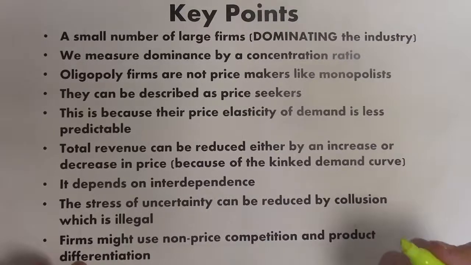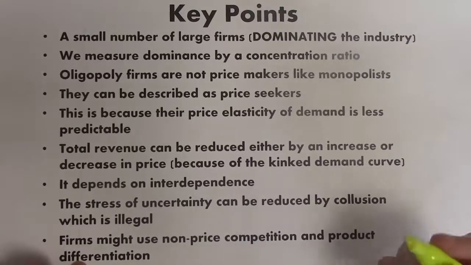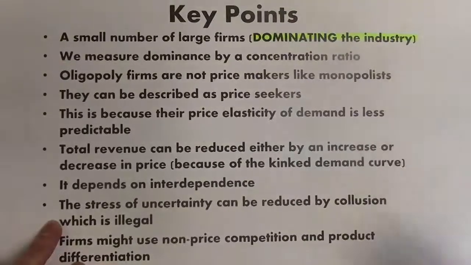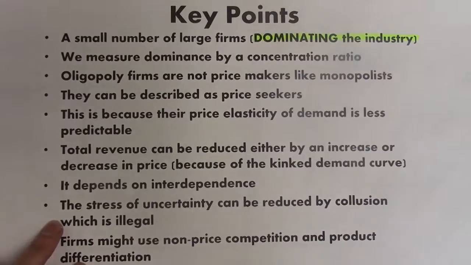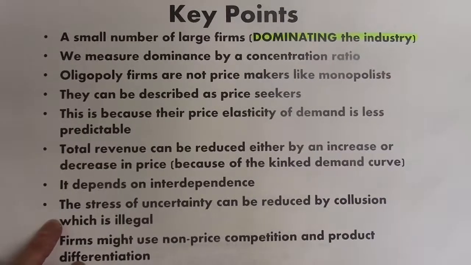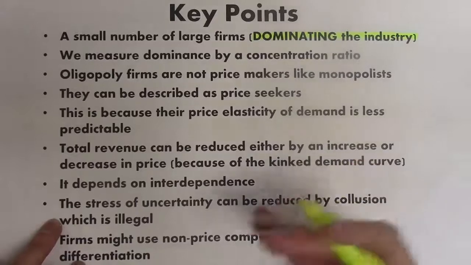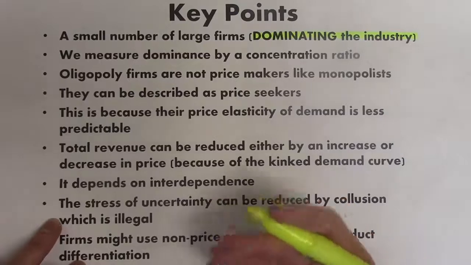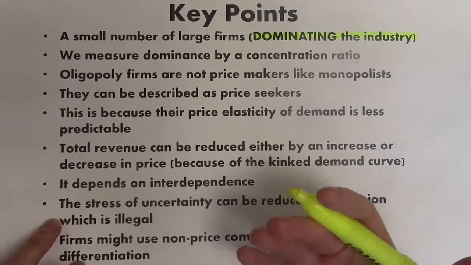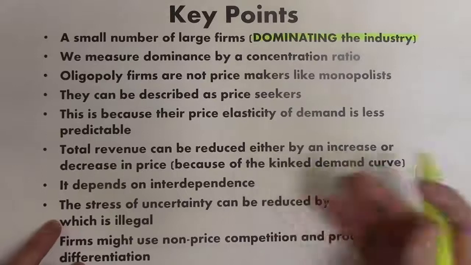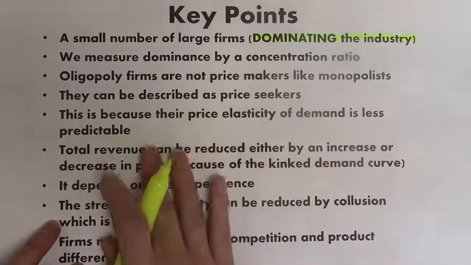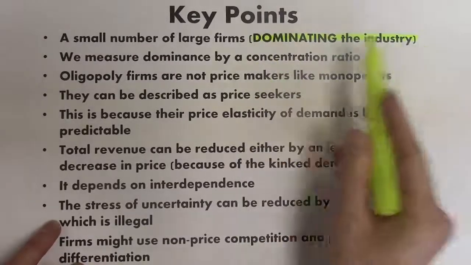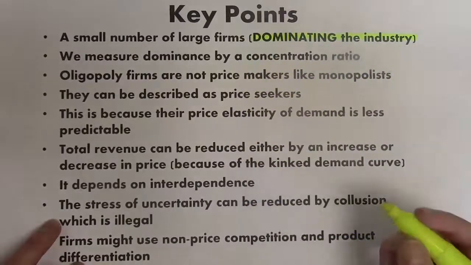The key point I want you to take away with oligopoly is this word here: they are dominating the industry. These small number of large firms are dominating that particular industry. So there's more than one firm, but those firms own quite a lot of the market share. Look, for example, at your banks. You may think there is quite a good number of banks out there, but the number of banks compared to the number of farmers is very different. We're looking at those firms that dominate the market, and at that degree of concentration as well.